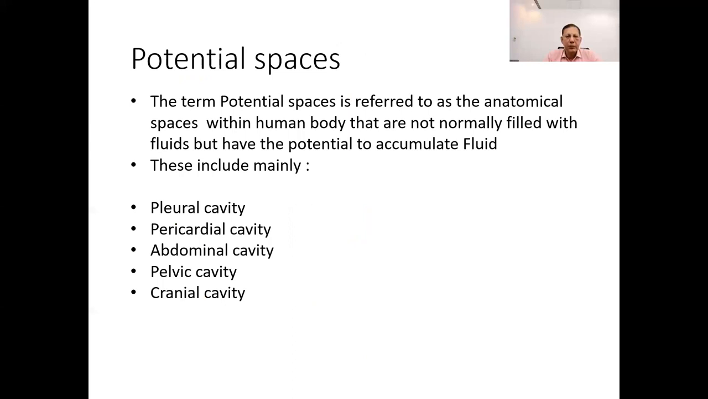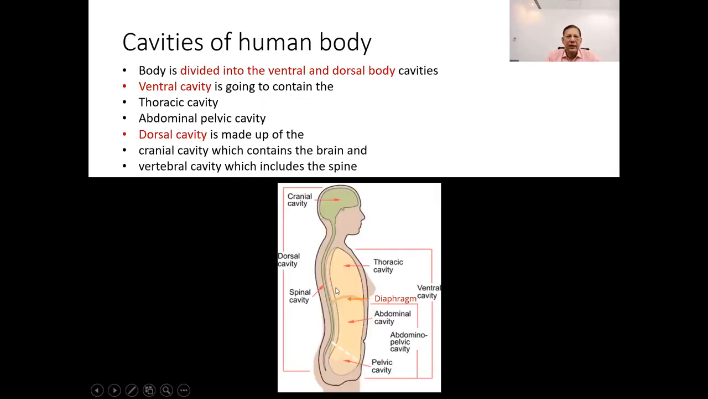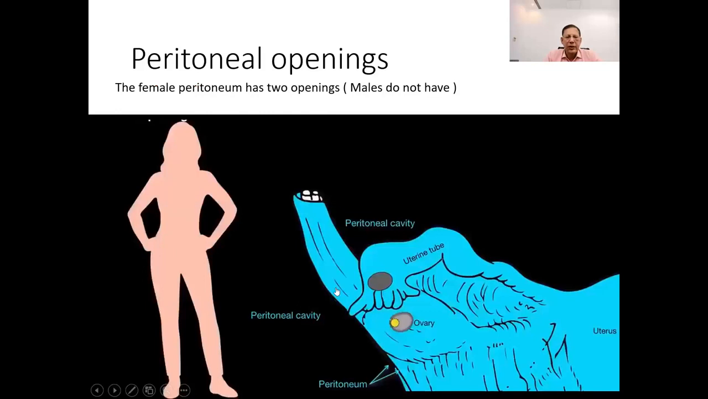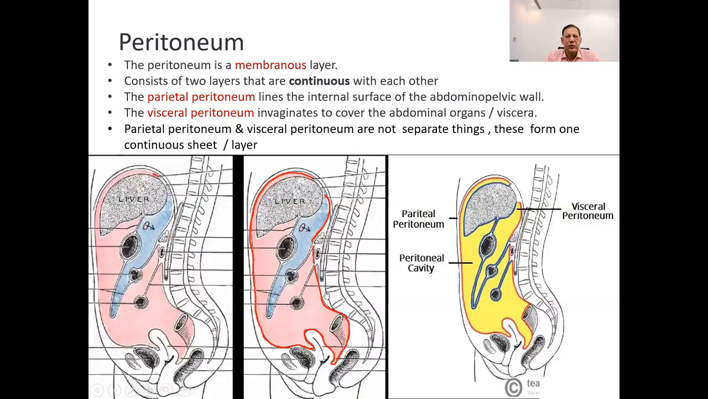So, by these membranes, there are some potential spaces formed both in the thoracic cavity as well as in the abdominal pelvic cavity. So, what is potential space? The term potential space refers to the anatomical space within the human body that is not basically filled with any fluid. There is no fluid in between these two layers, that is visceral and parietal peritoneum.